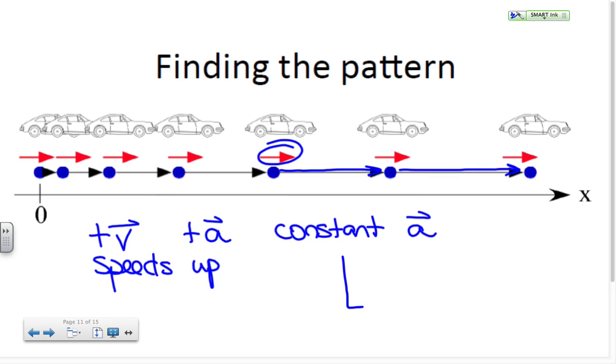And very quickly, I could just sketch what the matching xt graph would look like. We've seen that graph a whole lot. And very quickly, I could match what the vt graph would look like.